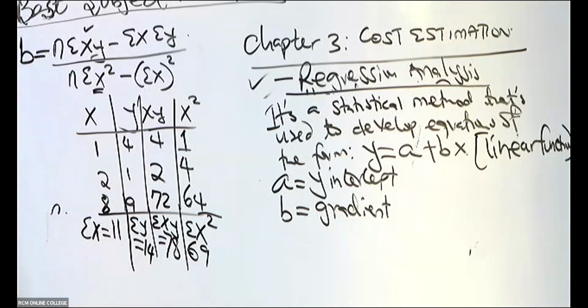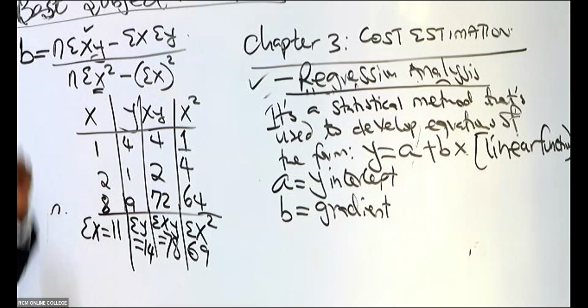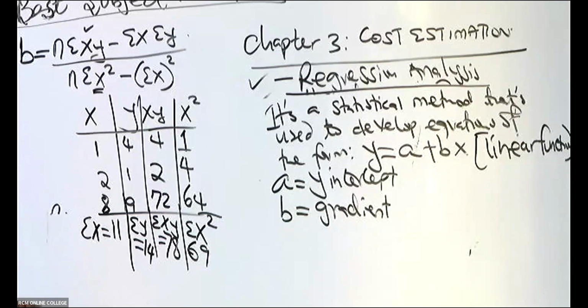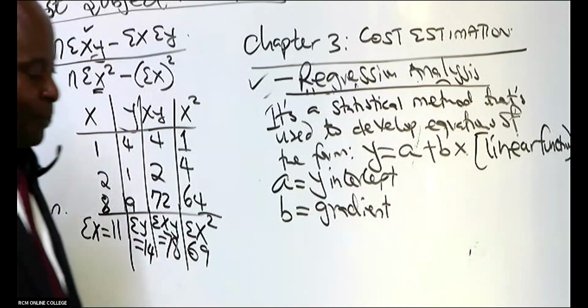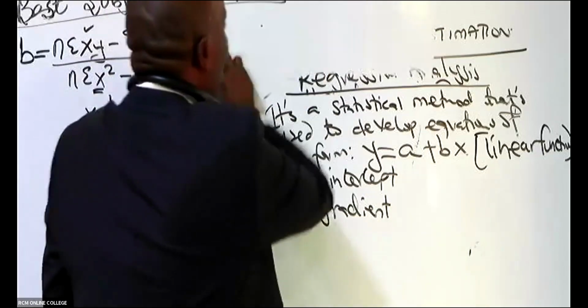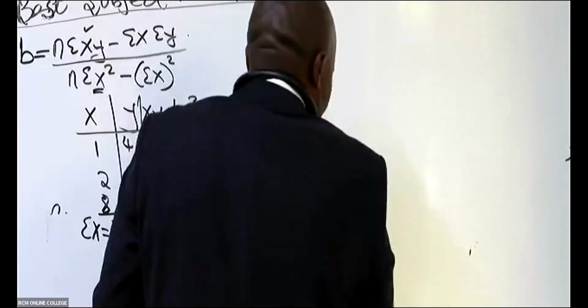Having gotten all these 4 sigmas, go and plug them in to get the value of B. Now you have everything. I will give you 1 minute. You try substituting, and then you will be able to advise.